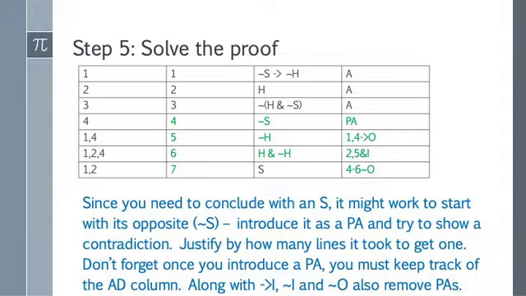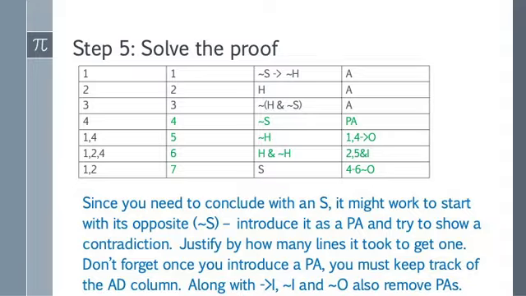Now, don't forget, once you introduce a PA, provisional assumption, you have to keep track of all the assumptions, right? Use the AD column at the front, at the beginning of the first column of this proof. So remember, assumptions just depend on themselves. The assumptions in this proof are lines 1, 2, 3. Those are original assumptions. And line 4 also is an assumption. It's a provisional one, right? So those just depend on themselves, 1, 2, 3, and 4.